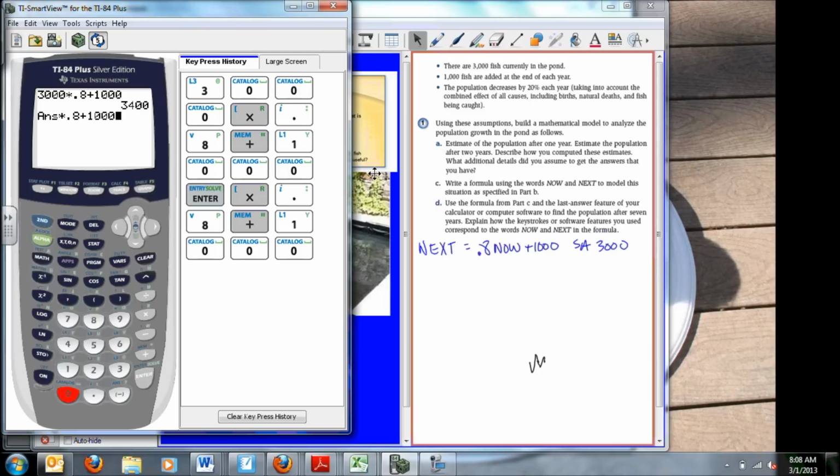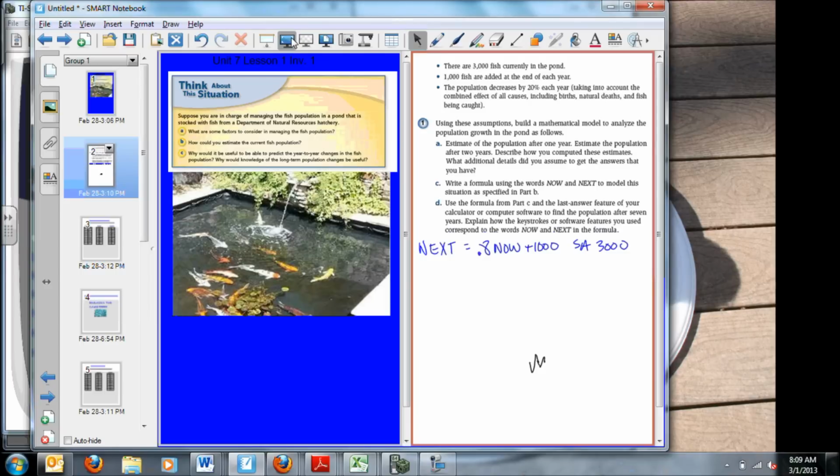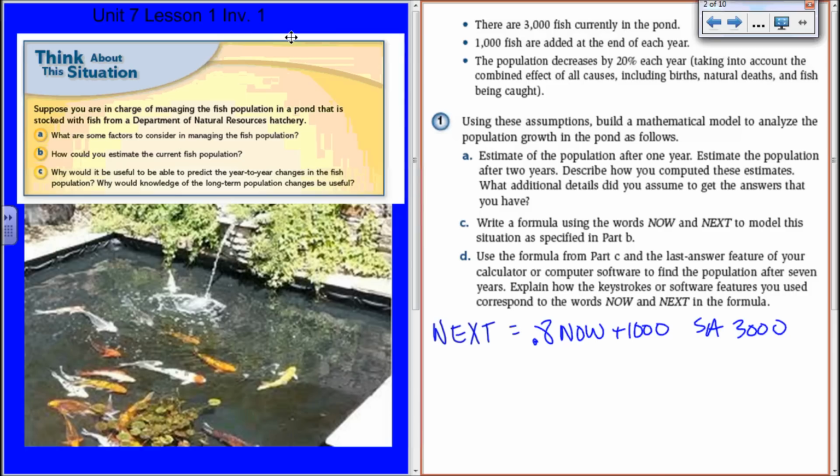Now, the investigation wanted you to use that answer feature on your calculator, so just press times 0.8 plus 1,000, and if you notice, you can keep pressing enter, and it gives you every single year past that. Now, in a table, we're not going to make a function for this actually right away. So what I've done is actually made some tables for you in the next couple slides. But eventually, if you notice, just keep clicking, and something actually interesting happens.